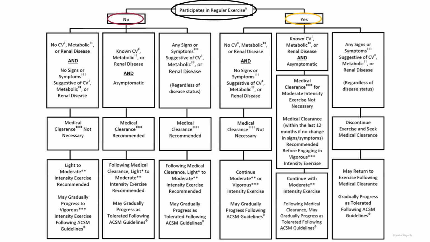If a client demonstrates signs or symptoms of disease, they must seek medical clearance regardless of whether or not they meet the criteria for being physically active. Once cleared, a client who does not meet the minimums may begin at light to moderate intensity, and a client who does meet the minimums may return to the same level of intensity they have already been exercising at.